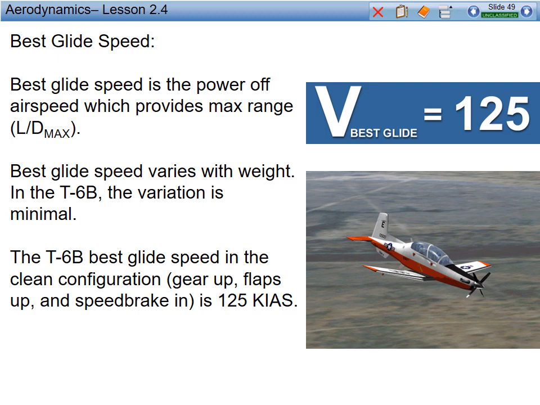Best glide speed is the power off airspeed which provides maximum range at LD max. When you do simulated and actual engine loss in a T6, you will fly your V best glide, which is 125 knots. Best glide speeds vary based on weight, but in the T6, the variation is minimal. T6 Bravo best glide speed in a clean configuration, meaning gear up, flaps up, and speed brake in, is 125 knots.